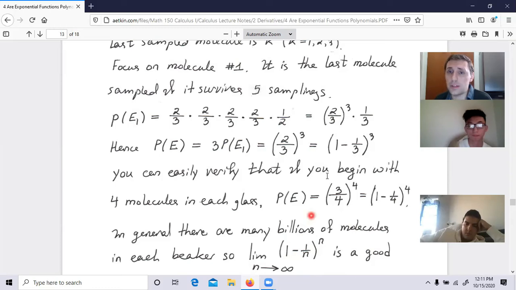What is the value of this limit? I wonder what you would say. You understood how I get this limit, right? So 5 molecules is just an approximation, but now the beaker has billions upon billions of molecules. So in essence, it's like the limit as n goes to infinity of 1 minus 1/n to the power of n. That would be approximating the probability here. What is that limit?